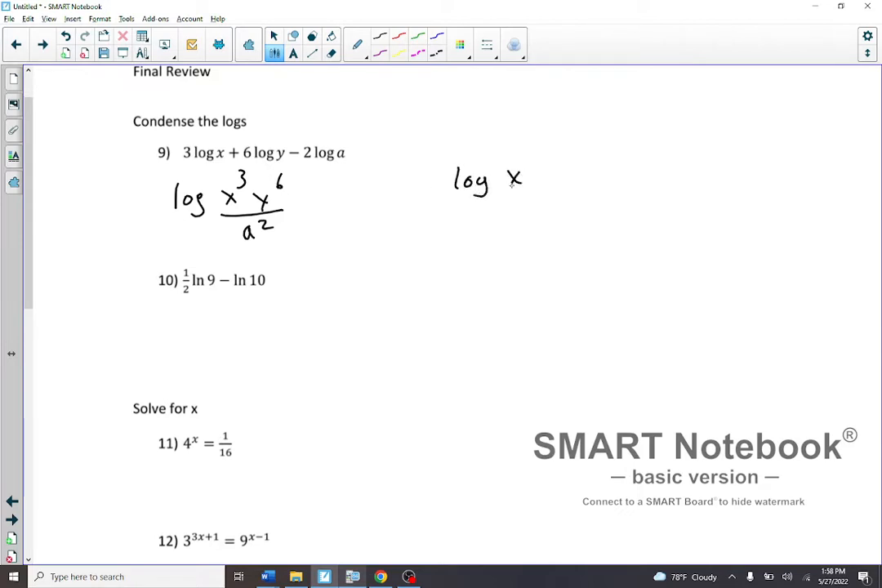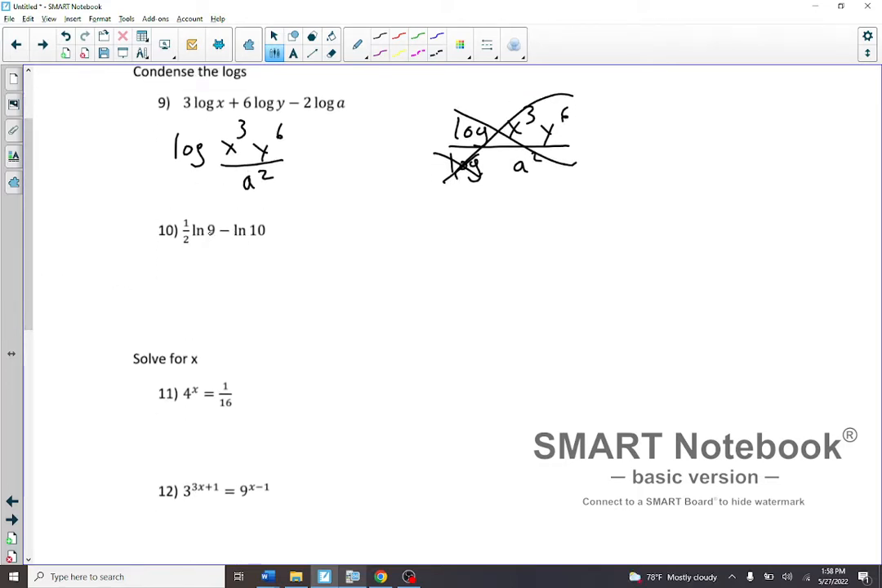I remember when we were grading this and how I made the test, I'm going to put a fake one like this because people made that mistake before. There's only one log, okay? Here, ln 9 to the half power is the same thing as ln square root of 9. So the ln square root of 9 is the ln of 3. So ln 3 over 10.